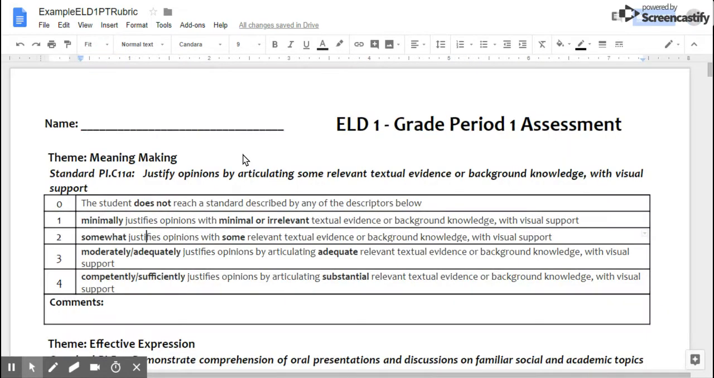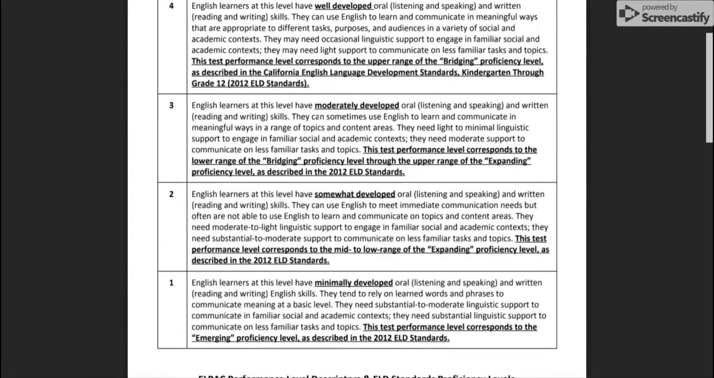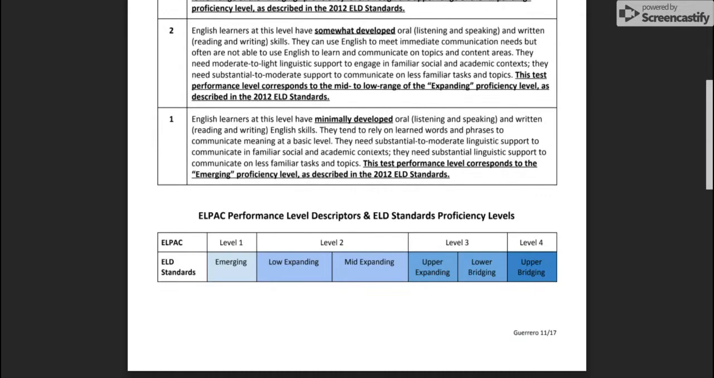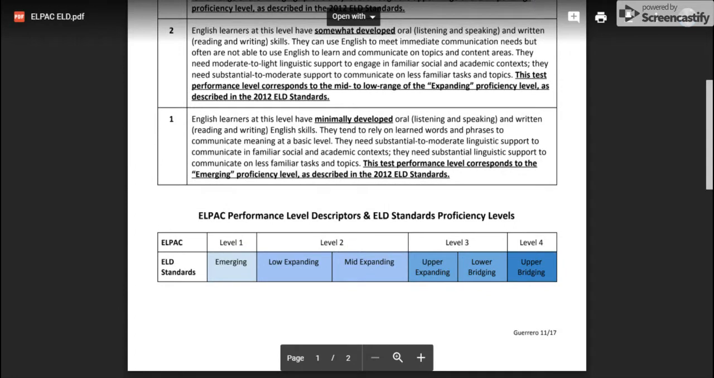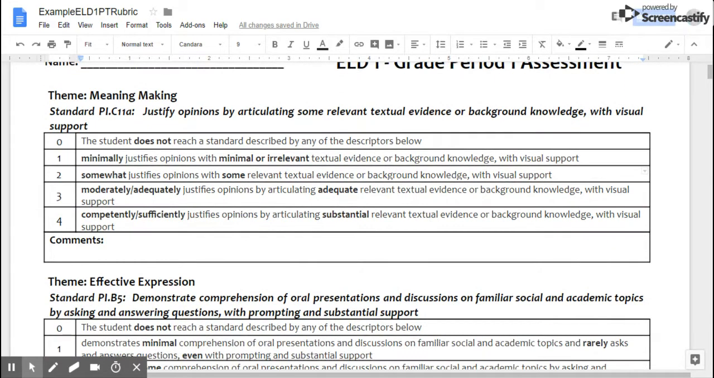So for theme meaning making, you see that I have the 4 levels. I'm using the standard language in its grading, and then I'm mimicking the language that you would find in the LPAC descriptions. So overall, a 4 is well developed, a 3 is moderately developed, a 2 is somewhat developed, and a 1 is minimally developed. So I use that language in the 4 levels for grading someone on theme meaning making.